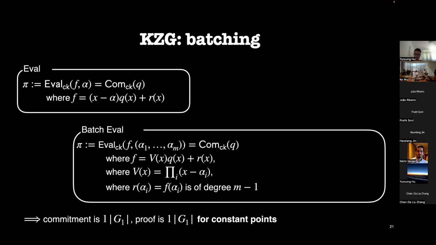The idea is also very simple. You just divide by the polynomial x minus alpha. This V(x) is a vanishing polynomial over these evaluation points. We just divide this polynomial f by the vanishing polynomial v and get the quotient polynomial q, and just commit to this quotient polynomial. And this is a batch evaluation proof. As you can see, it's just a commitment to a single quotient polynomial, so only a single group element is needed, and the verification also only needs 2 pairings, which is also very good. Yeah, so this is how the KZG does the batching.